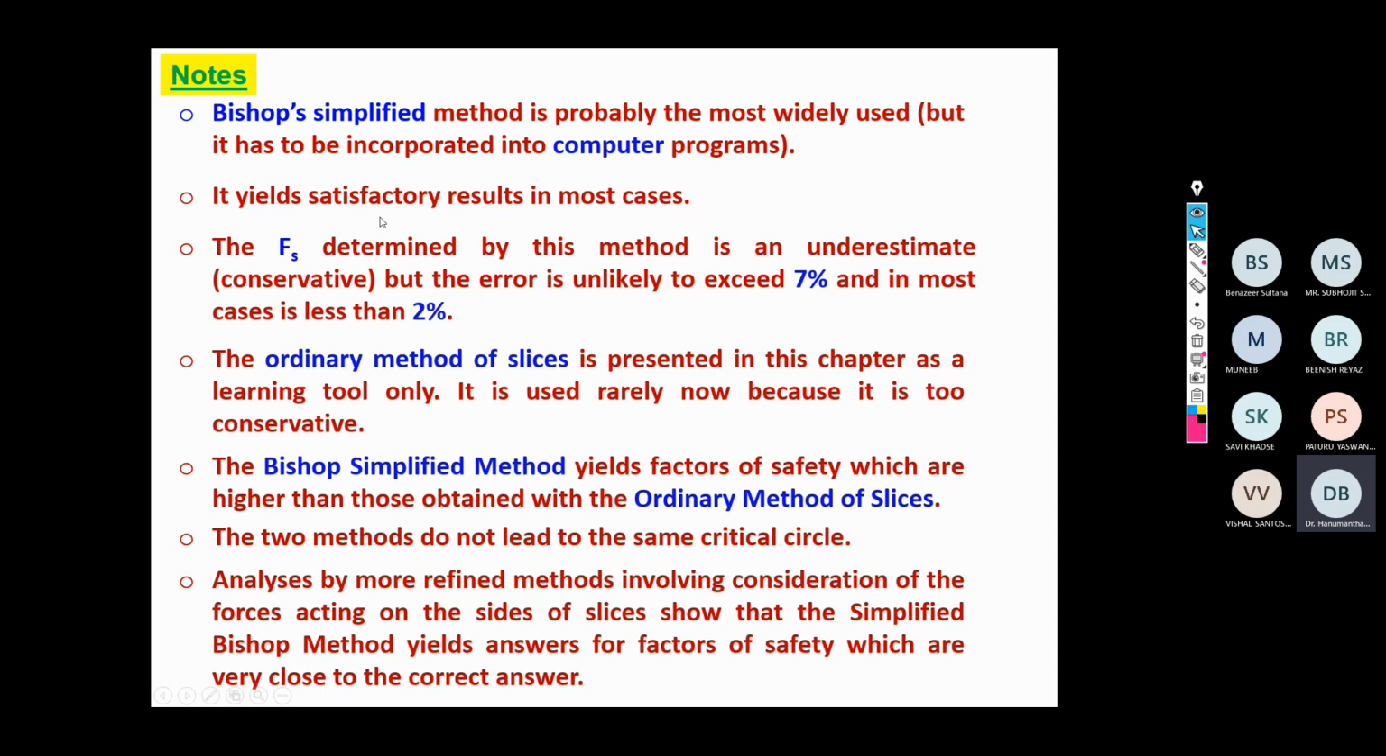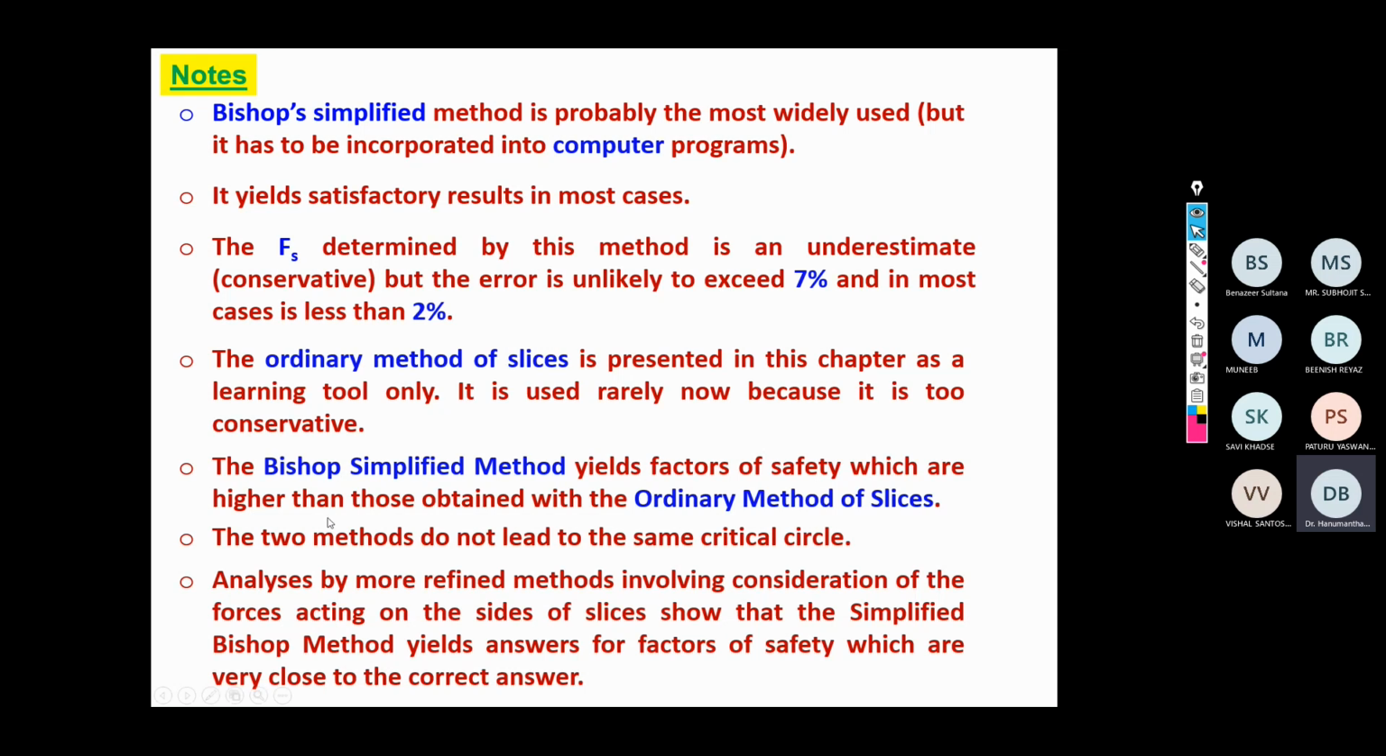So it yields satisfactory results in most cases, and the factor of safety determined by this method is an underestimate, but the error is unlikely to exceed 7%, and in most cases it is less than 2%. This is the reason Bishop's method is extensively used in practical applications. On the other hand, the ordinary method of the slices is presented in the chapter as a learning tool only. It is rarely used now because it is too conservative, because it doesn't account for the side forces, and that is the merit of Bishop's method over the ordinary procedure.